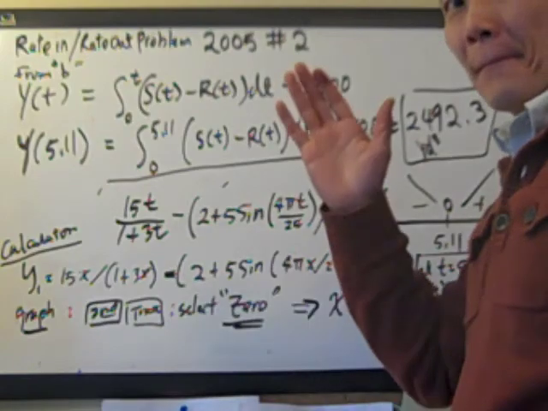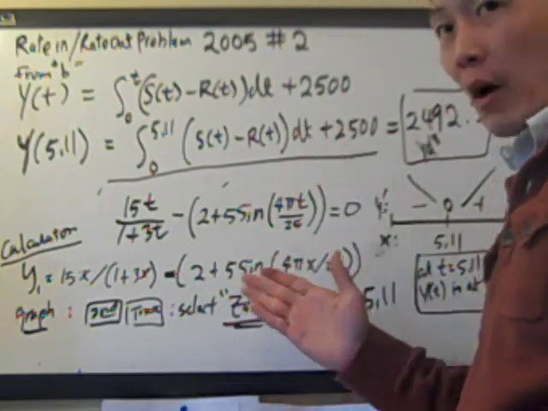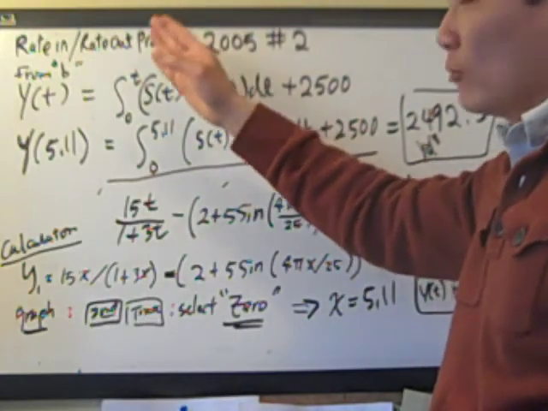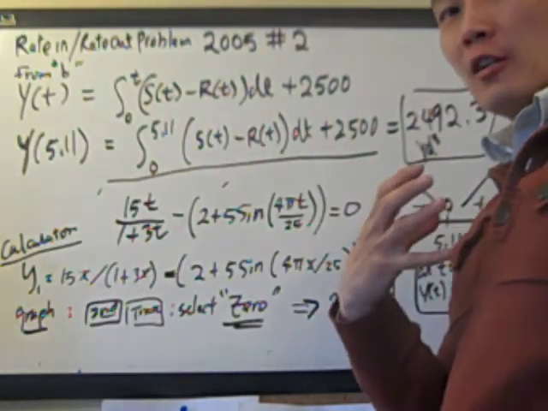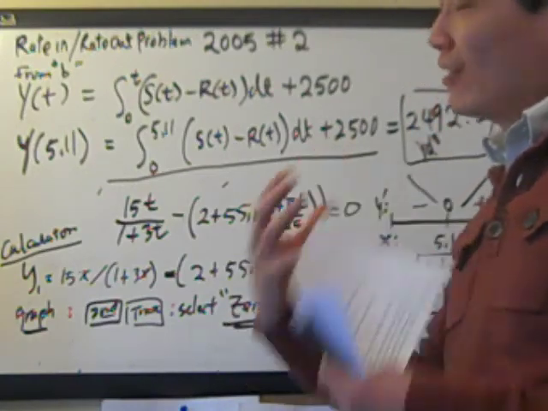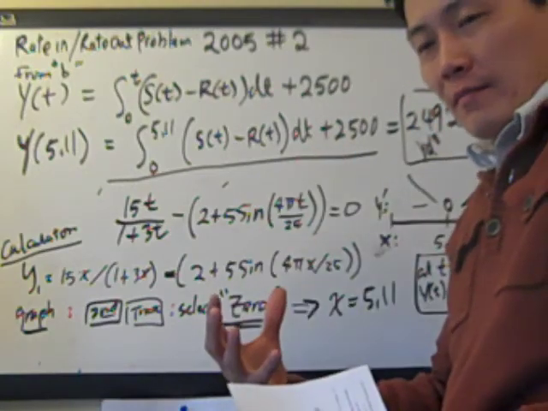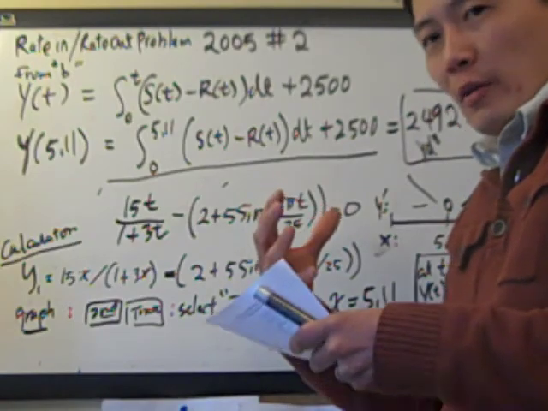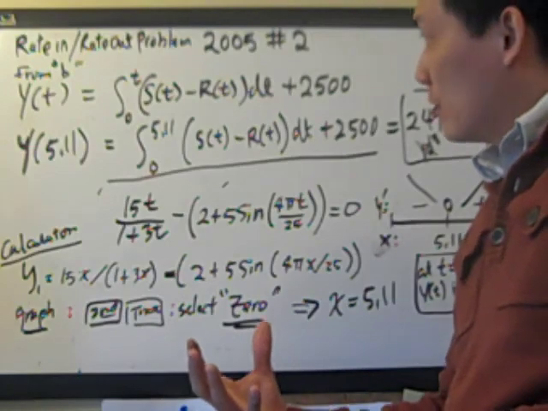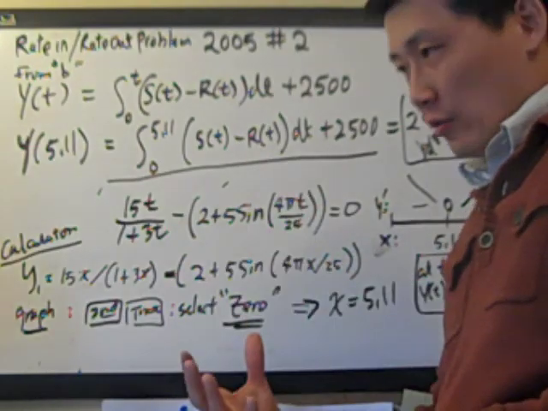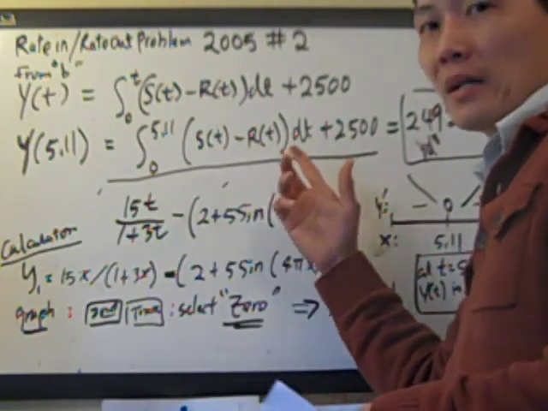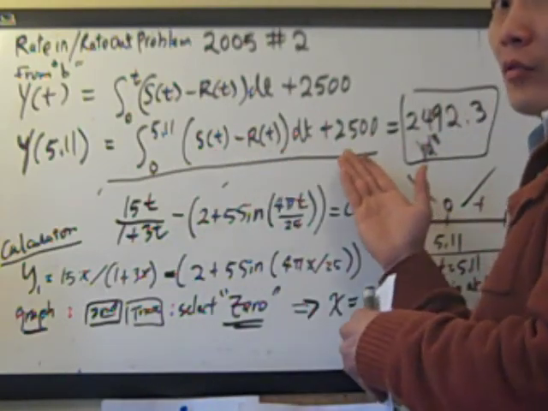Okay? In sum, this problem has to do with rate in and rate out. If we are talking about the actual amount of the sand on the beach, it will be the integral of the rate. If it's talking about the total amount of sand at a given time, then you are taking the definite integral of the rate, which is the rate in minus rate out, plus the initial condition.